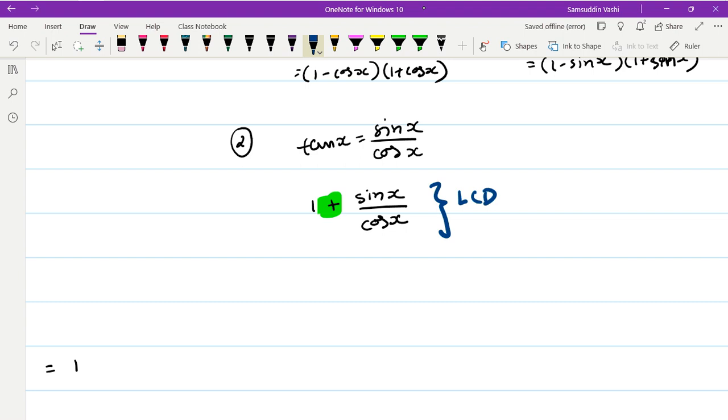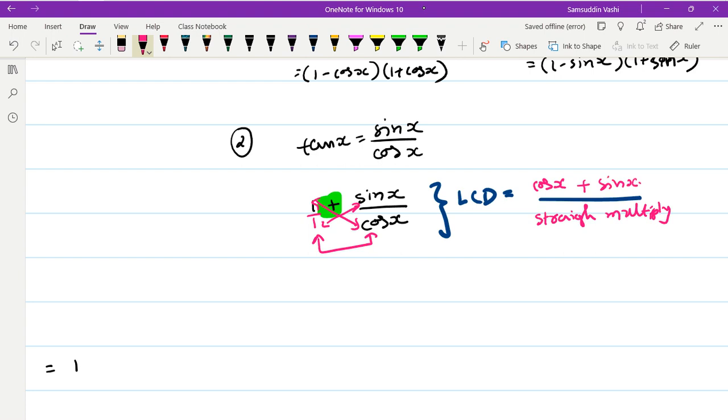And writing the answer of the LCD, these are my own words: my denominator is straight multiply. So it means 1 times cos x. It may be different from question to question, right? And my numerator is cross multiply. So 1 times cos x is cos x, plus sign as it is, 1 times sine x is sine x. So my denominator is straight multiply, my numerator is cross multiply.